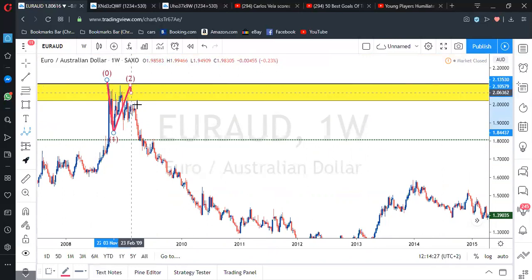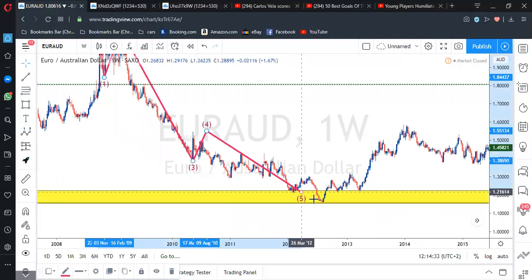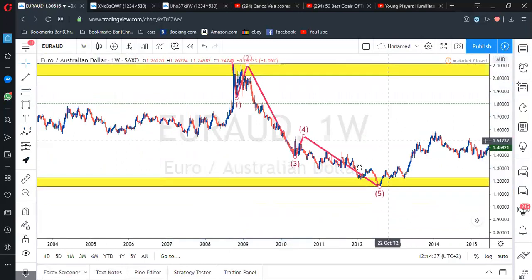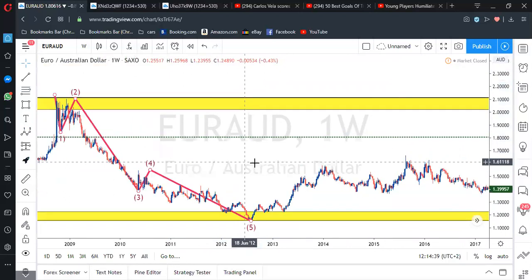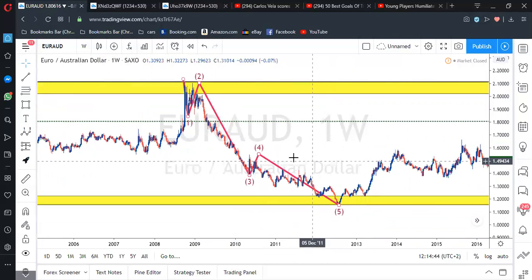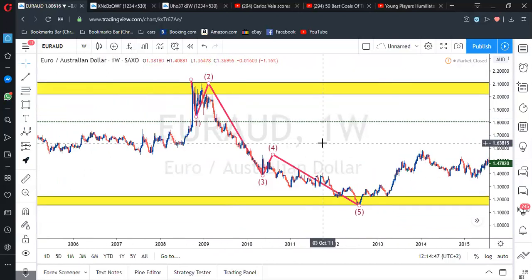And then I'd have to measure. Maybe 3 is around here. Maybe 4. And then 5 maybe would be around here. Let's just unzoom. Yeah, it would look something like this, upside down in wave count, right? Can you see it?